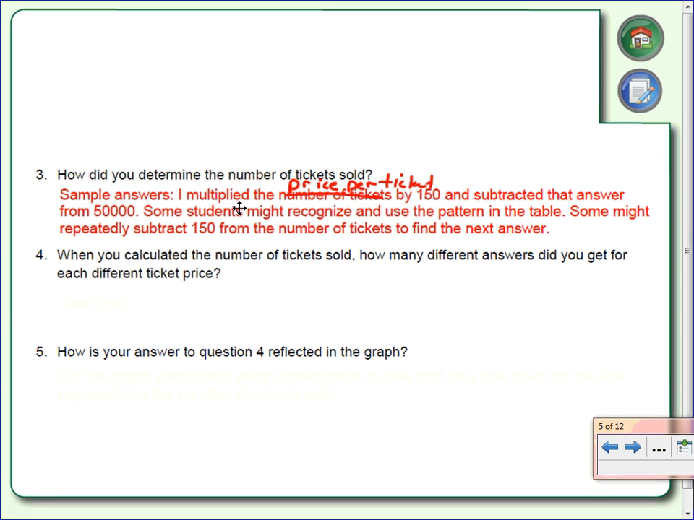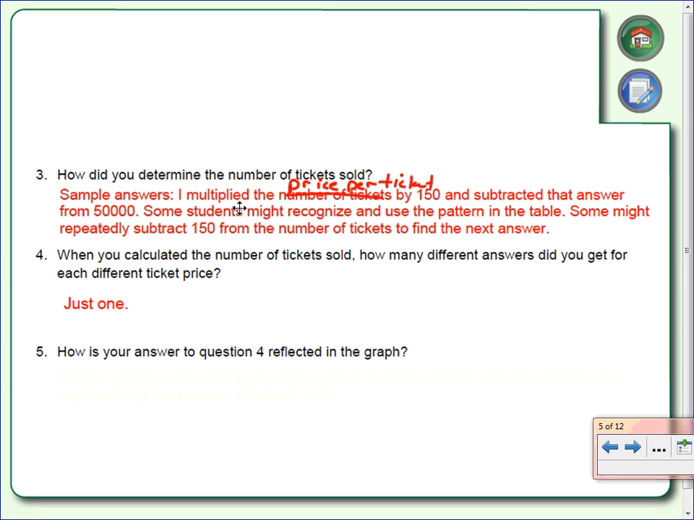Now let's go to number 4. Number 4 says that when we calculated the number of tickets sold, how many different answers did you get for each different ticket price? In this case, we only got one. In other words, if I sold it for $10, we said it was going to be $48,500. And that was the only thing we got. If I charged $20, we were going to get $47,000. So we only got one answer.